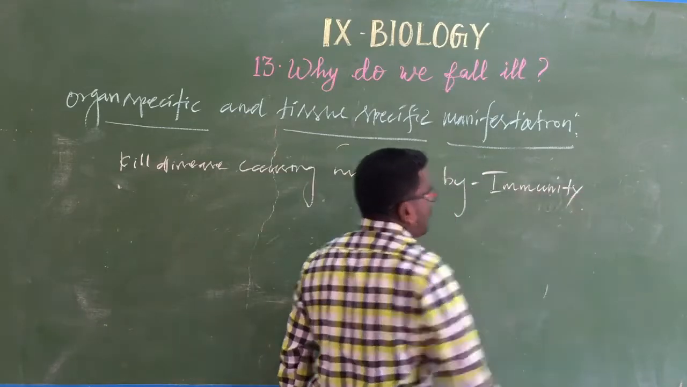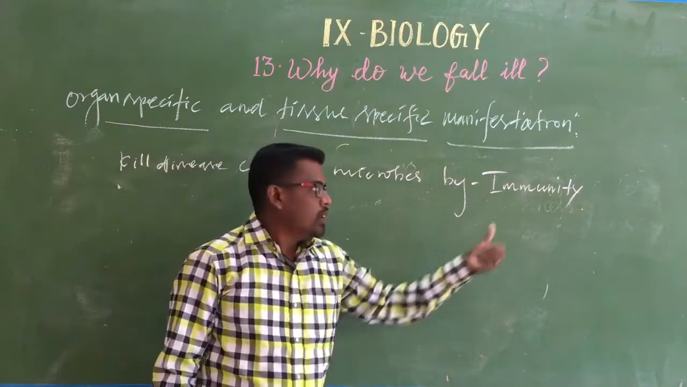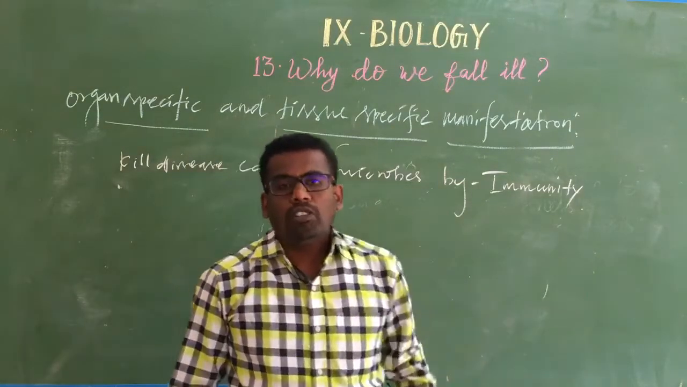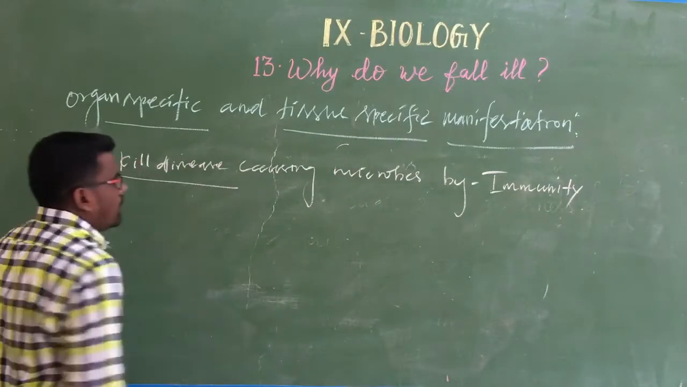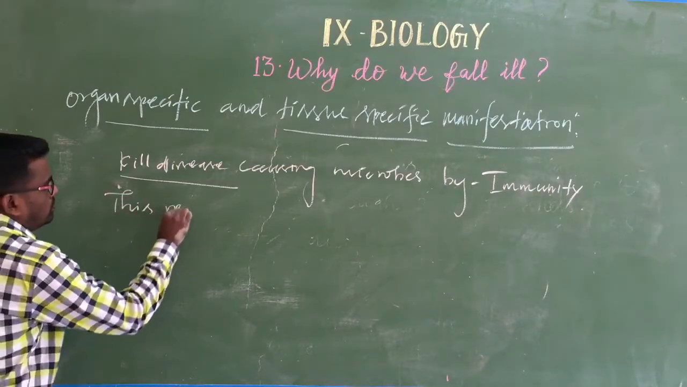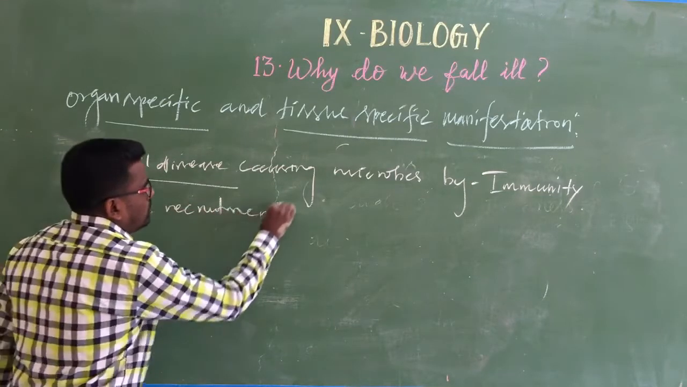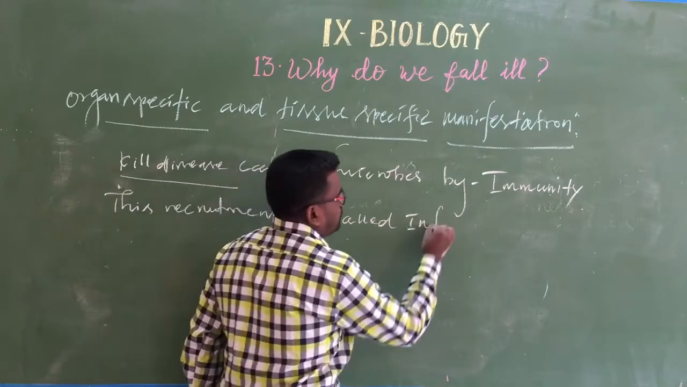We were told what immunity is: the natural defense mechanism is called immunity. So when the pathogens enter into our body, the immune system responds or resists the microorganism, and finally it kills the disease-causing microorganism which has entered our body. This recruitment is called inflammation.